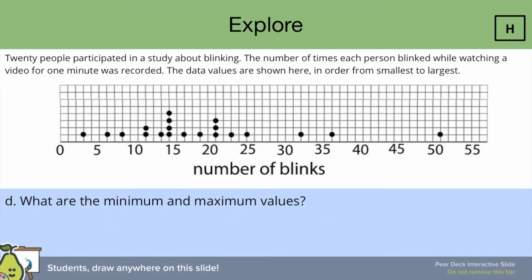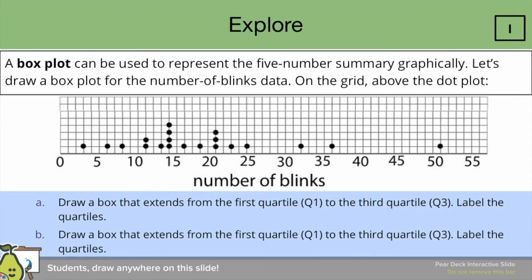For question D, it asks what are the minimum and maximum values. Those are 3 and 51 respectively. The minimum data point is 3 blinks, and the maximum data point is 51 blinks. For slide I, it states a box plot can be used to represent the 5-number summary graphically.